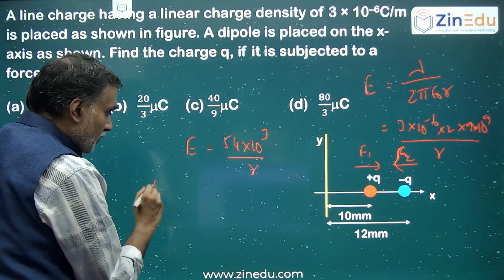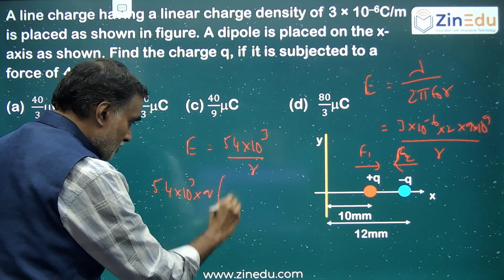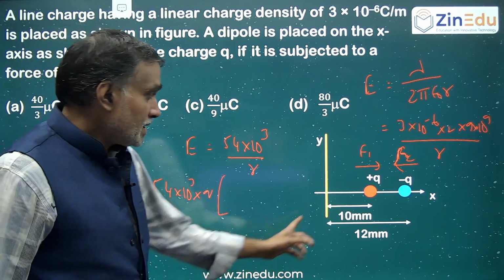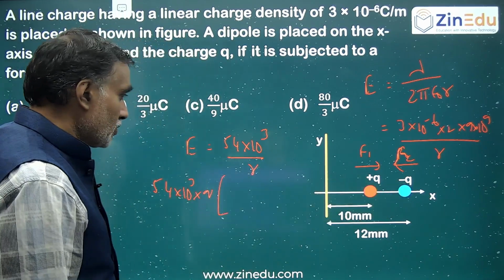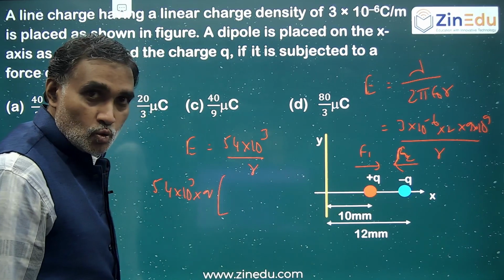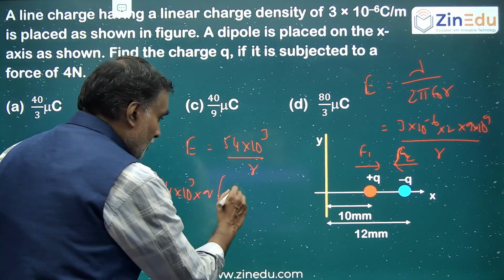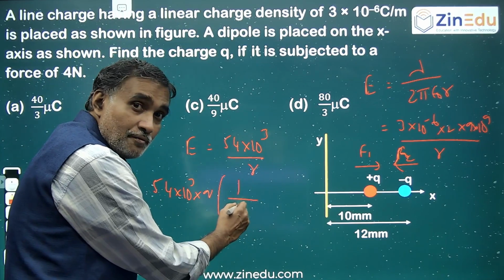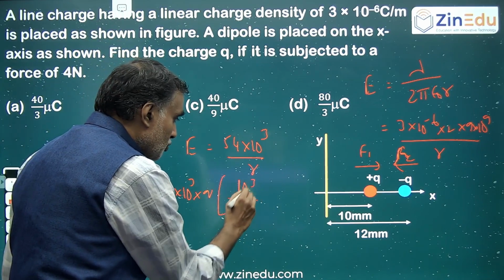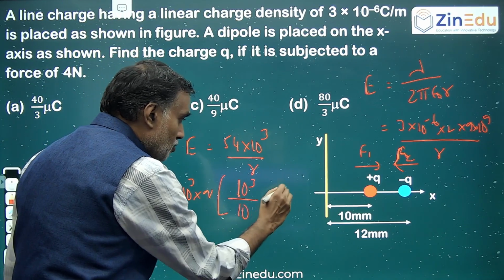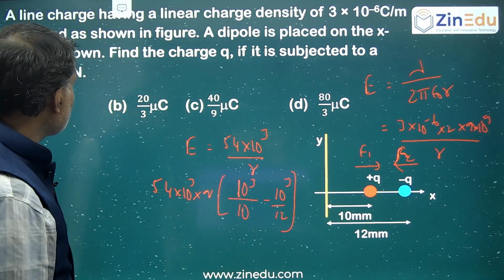So 54 into 10 cube into Q if I take common, then what is electric field here? 1 by R1 and minus 1 by R2 I will get. 1 by R1 minus 1 by R2, that is 1 by 10 mm minus 1 by 12 mm. 1 by 10 mm, that is 10 into 10 to the power of minus 3 meters. So 10 cube by 10 I will get minus 10 cube by 12. This force is equal to 4 Newton.